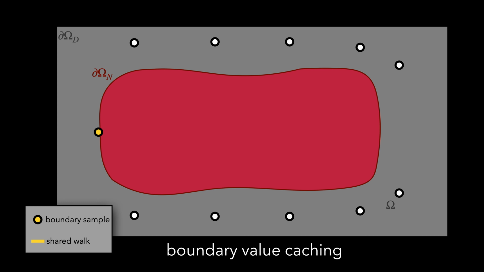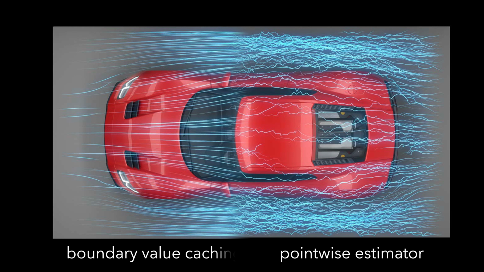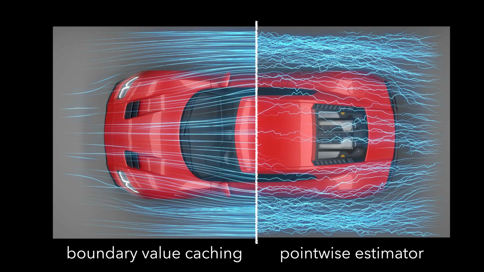To overcome these challenges, our boundary value caching method instead takes walks only from the boundary and reuses the estimates from these walks over the entire domain. In our wind tunnel example, this results in significantly smoother streamlines.